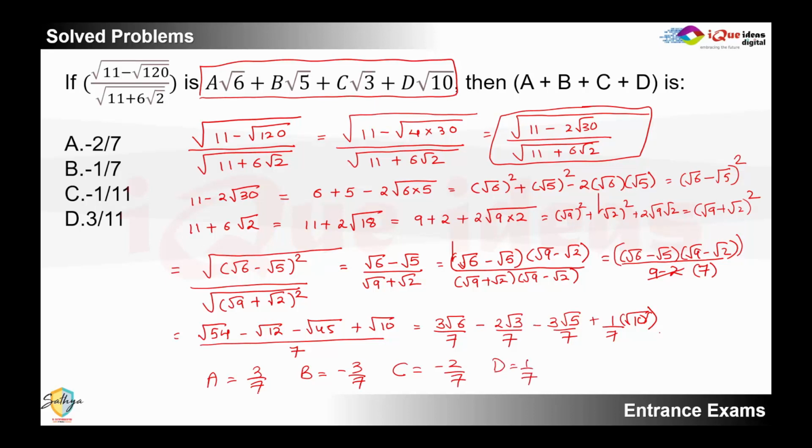So when I add these four terms, a and b cancel out each other. Minus 2 by 7 plus 1 by 7 will give me negative 1 by 7. So option B, minus 1 by 7, is the answer to this particular question.